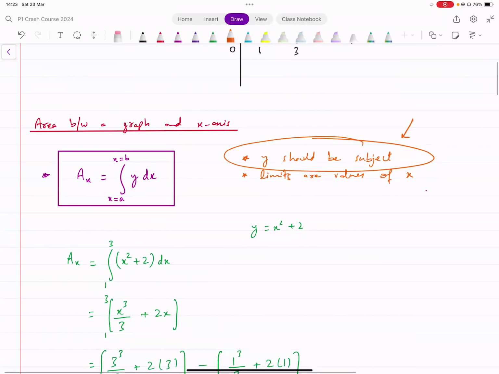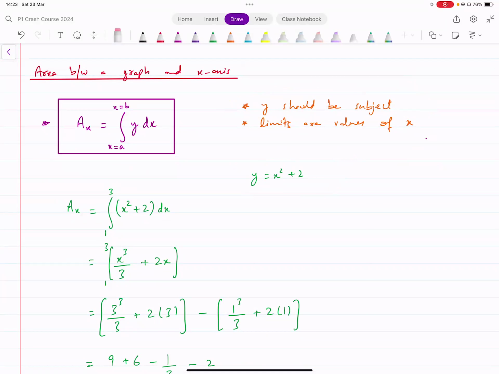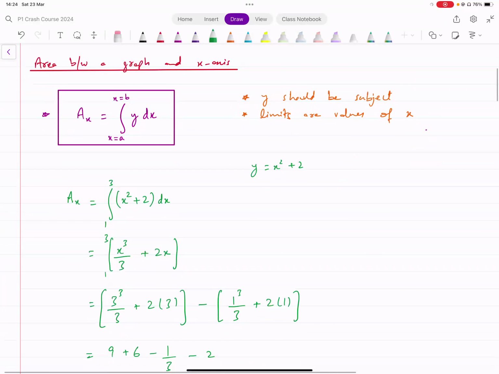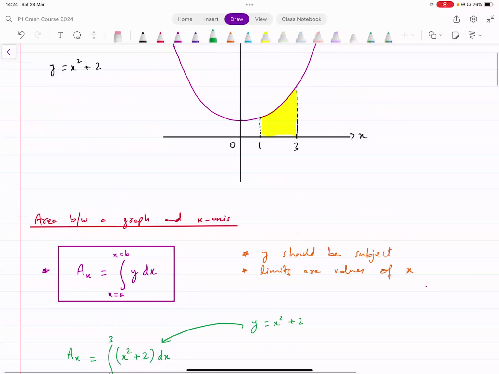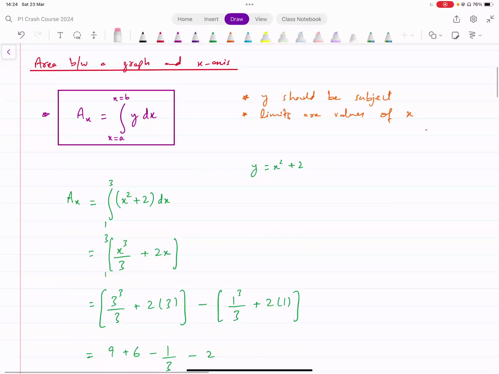In this case, the function given was y equals x squared plus 2, so y was already the subject. If it was not the subject, you would have to make it the subject first, okay? In this case, it is already the subject, so you don't have to do anything with that. You just input this value of the function, input the limits from 1 to 3, and you get the result. That gives you the area of the shaded region. That's the area between the graph and the x-axis, right? That's one example that we did.